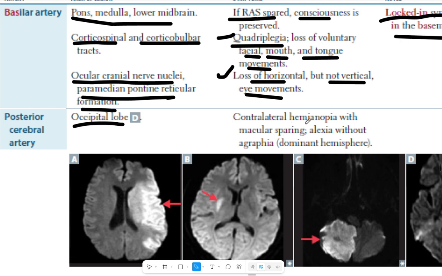Posterior cerebral artery, again, I told you it supplies the occipital lobe, the visual cortex, and symptoms are contralateral hemianopia with macular sparing. Why is the macula spared? The macular cortex often receives dual blood supply from both the posterior cerebral artery and branches of the middle cerebral artery, so central vision survives.